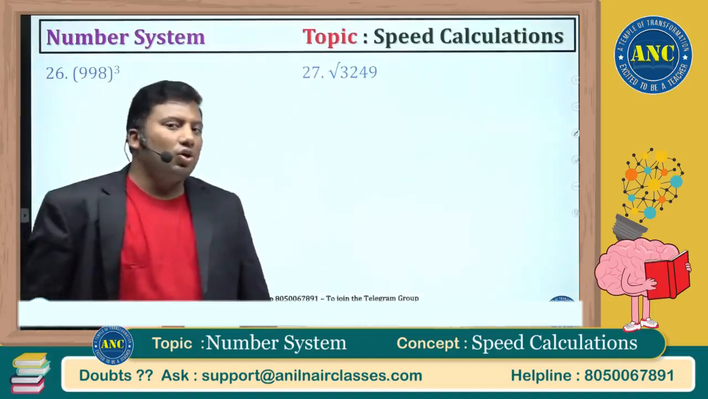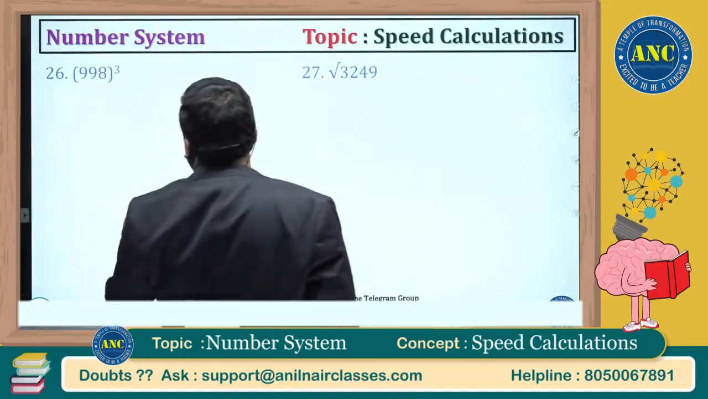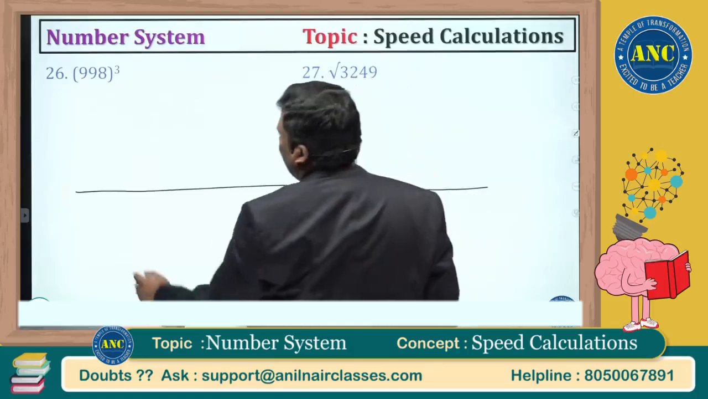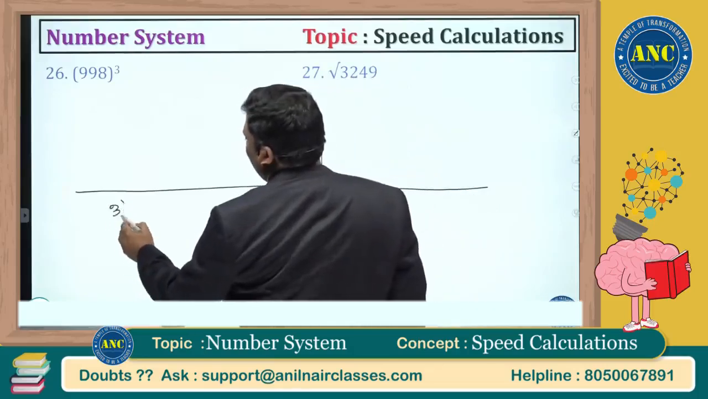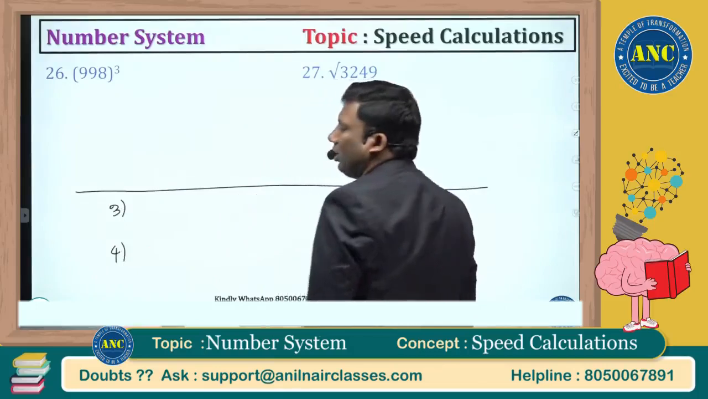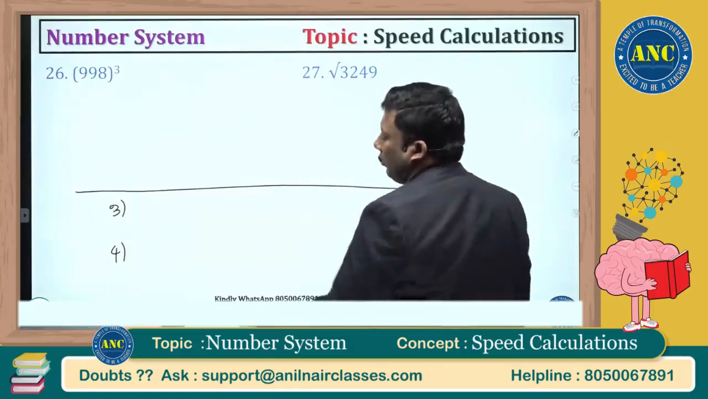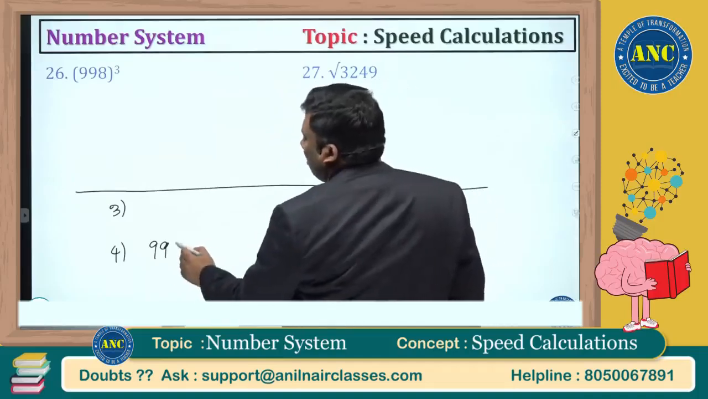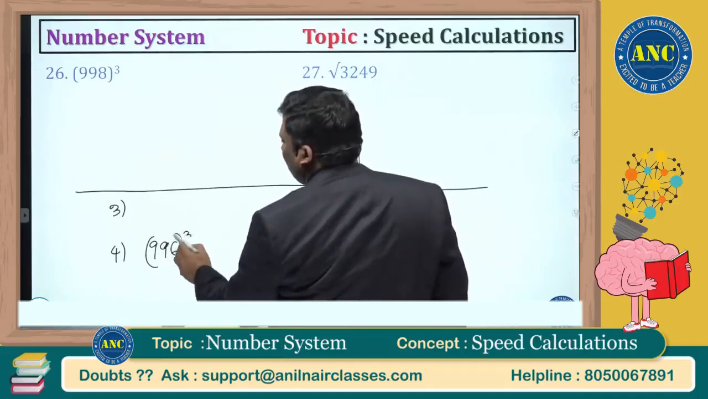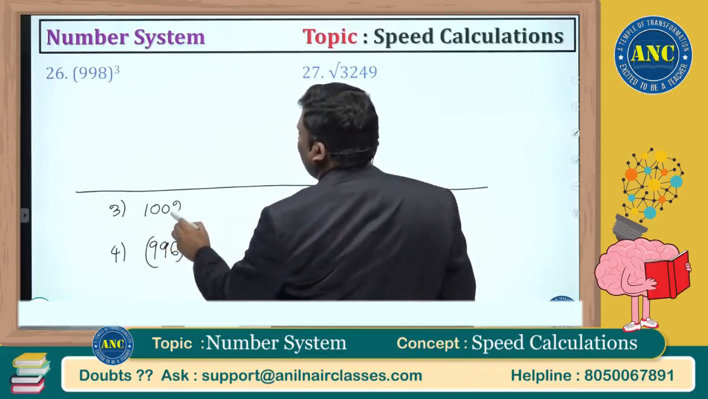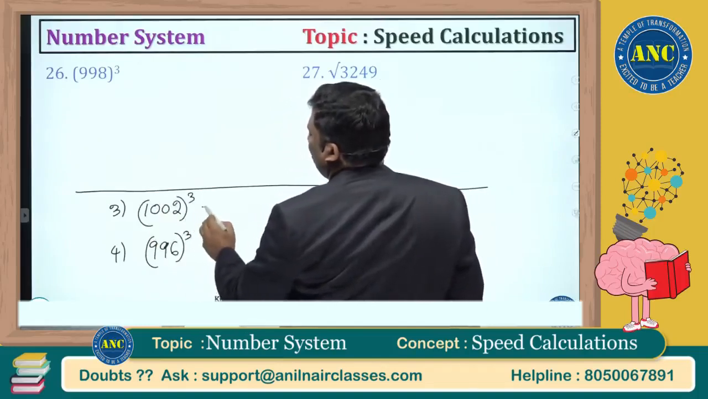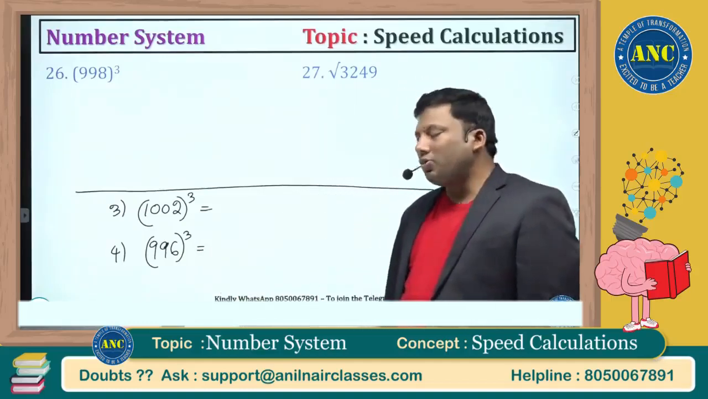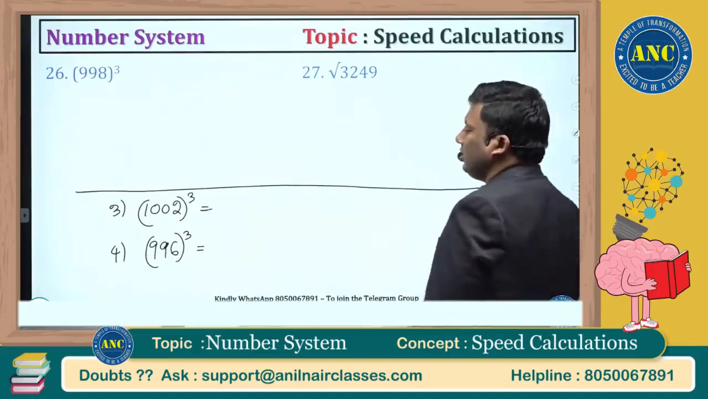We did the cube of two numbers. Just to make ourselves comfortable, let us do one more problem. Third one and fourth one. Both will make it a little near 1000. 996 whole cube we will do, and 1002 whole cube we will do, so that we will be very comfortable with our calculations.